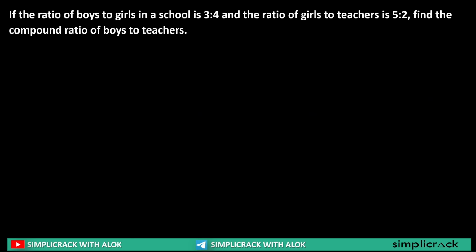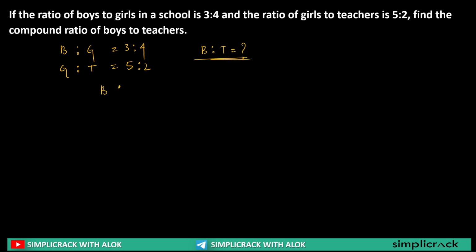Now, if the ratio of boys to girls in a school is 3:5 and the ratio of girls to teachers is 5:2, then find the ratio of boys to teachers. Now, sir, boys to girls is 3:4. Sir, girls to teacher is equal to 5:2. And it has asked about boys to teacher. We have to find out the ratio between boys to teacher.